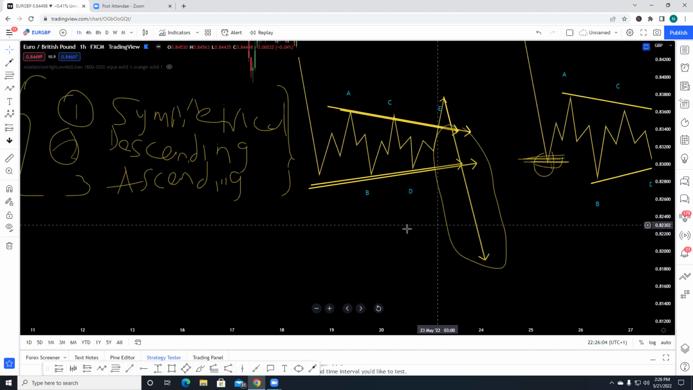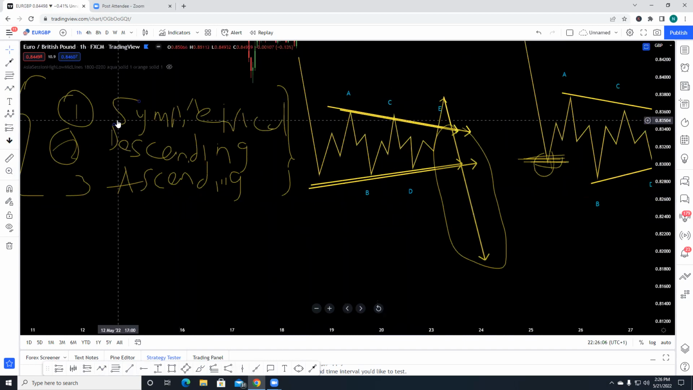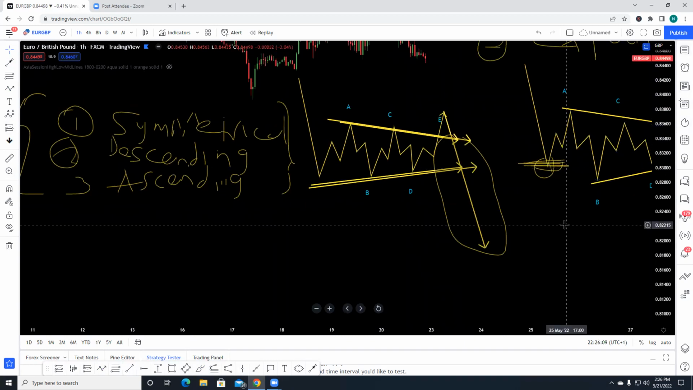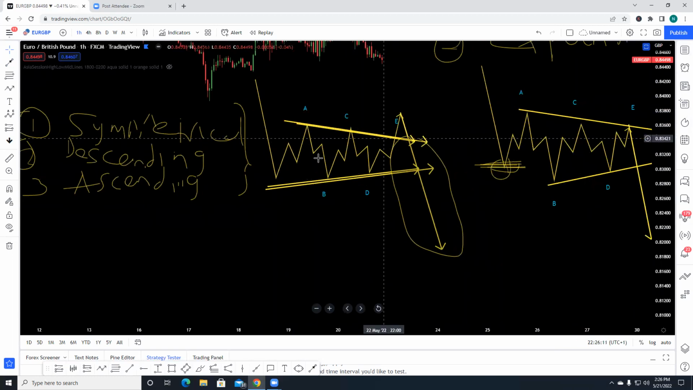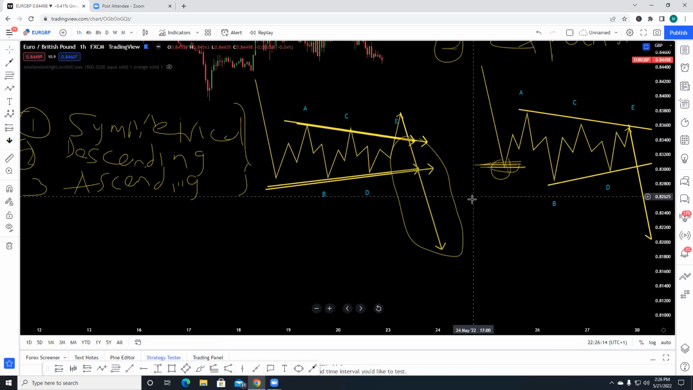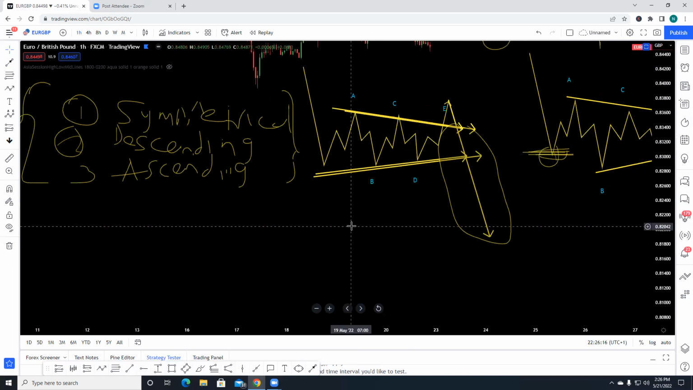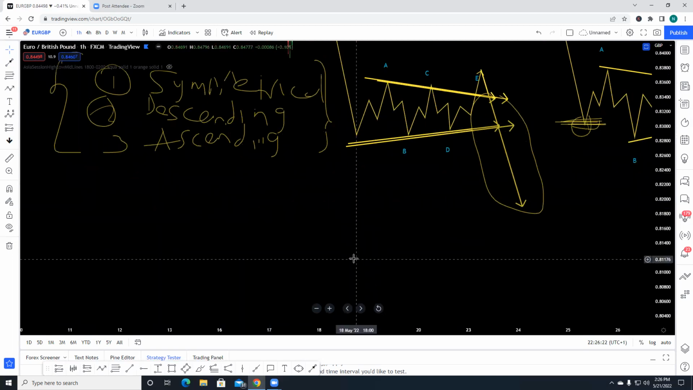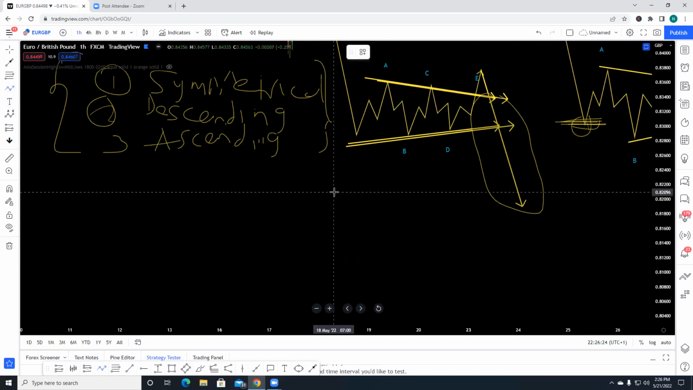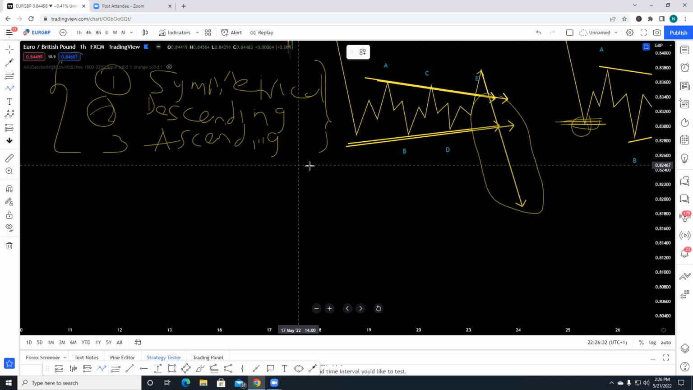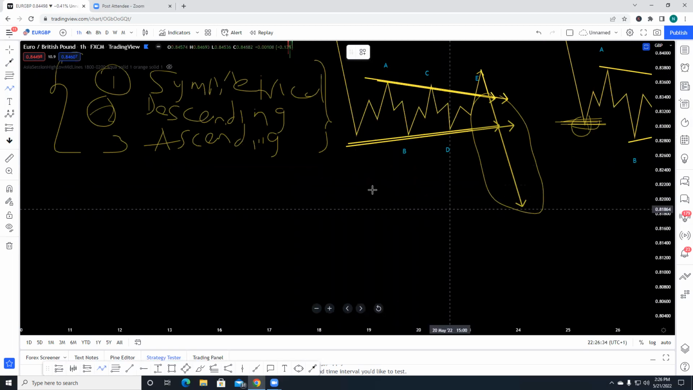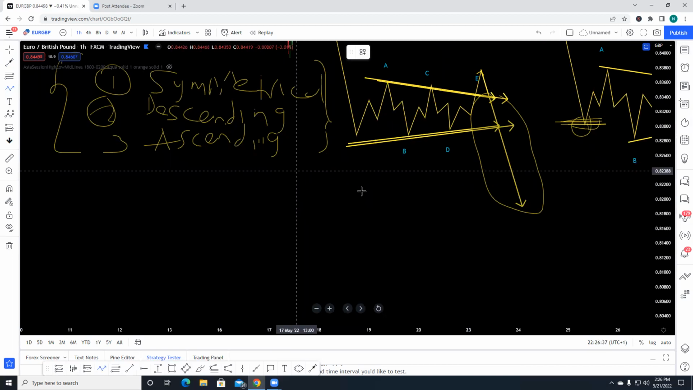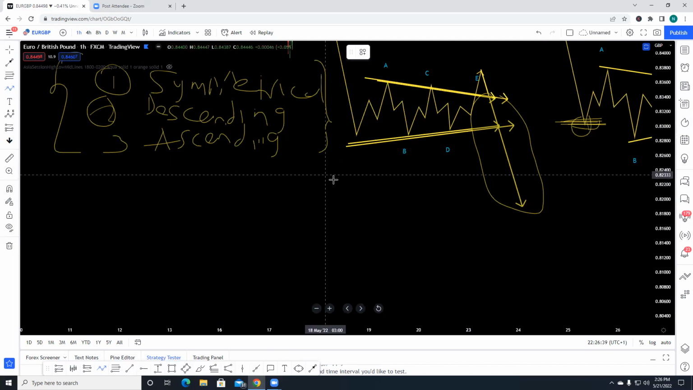Okay, so this is what is called a symmetrical triangle. It is symmetrical in nature, both up and down, sliding at the same gradient, guys, at the same gradient. That's what is called a symmetrical triangle. Now, let's look at the second type of triangle. The second type of triangle is what is called a descending triangle. It is descending in the sense that the upper boundary is what is sliding.